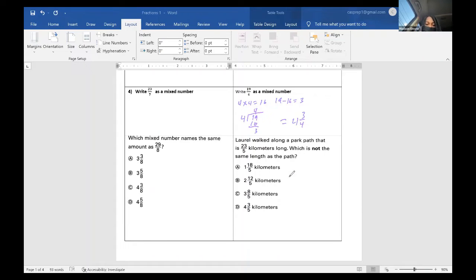Well, first you have to turn it into a mixed number. Okay, perfect. So 23 over 5. And then you have to divide. So 5 goes into 23 4 times. And what's left over is 3.